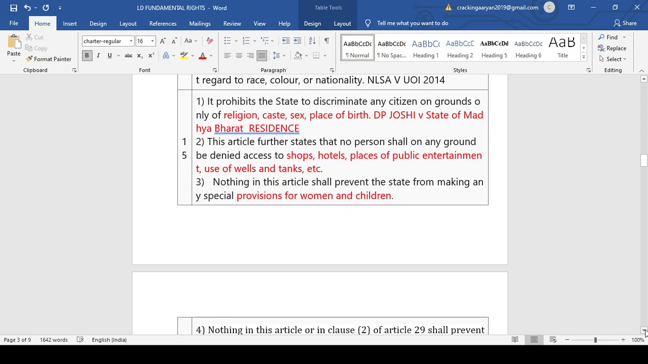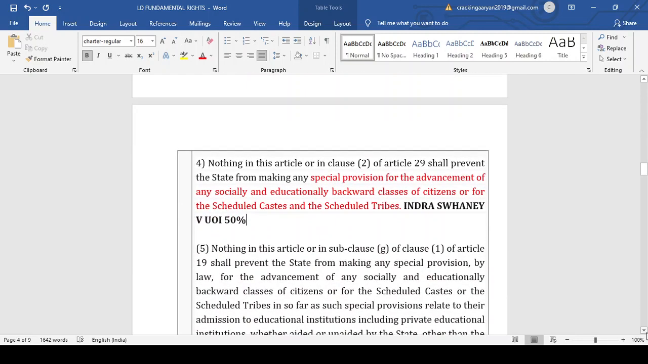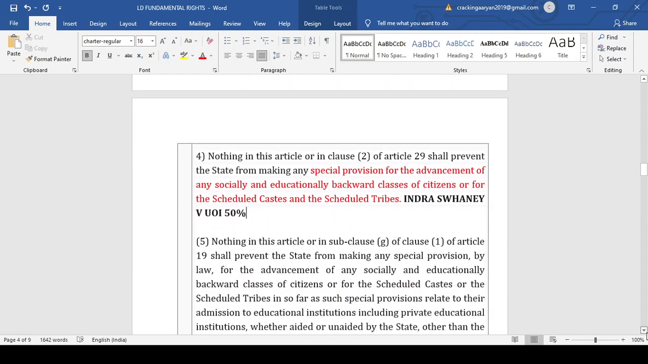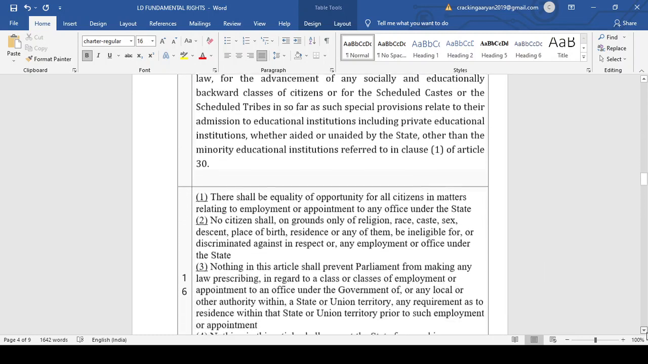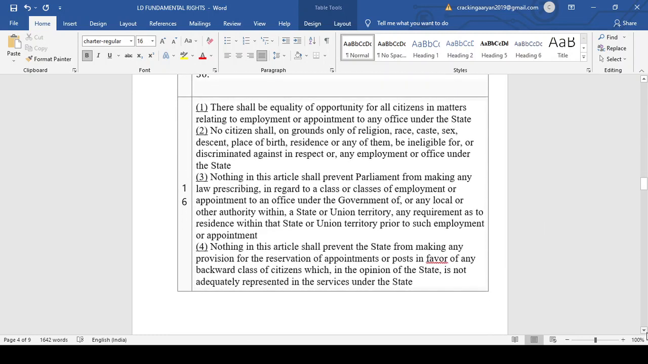In that case, the Supreme Court used Article 15 clause 3, that nothing in this article shall prevent the state from making special provision for women and children. Then we have the reservation under Article 15 clause 4, and we talk about Indra Sawhney versus Union of India. Now we come to Article 16. Article 16 is your equality. It talks about equality of opportunity in matters of public employment. It states that there shall be equality of opportunity for all citizens in matters relating to employment or appointment to any office under the state.